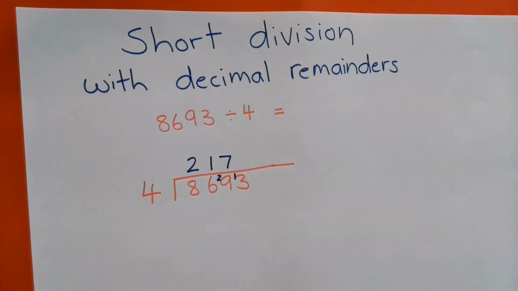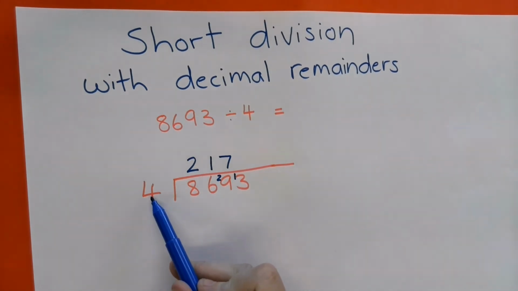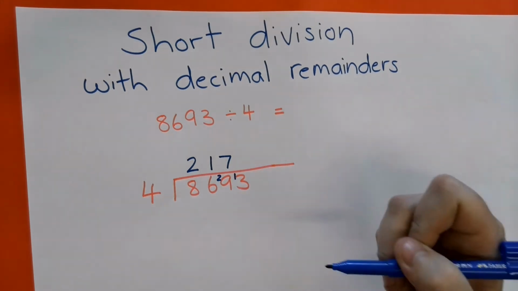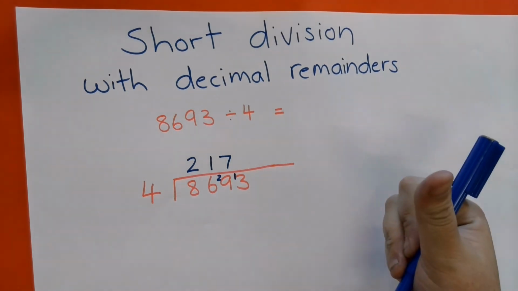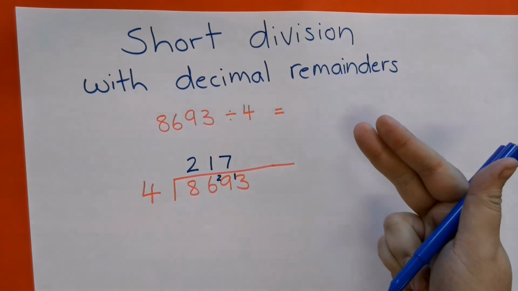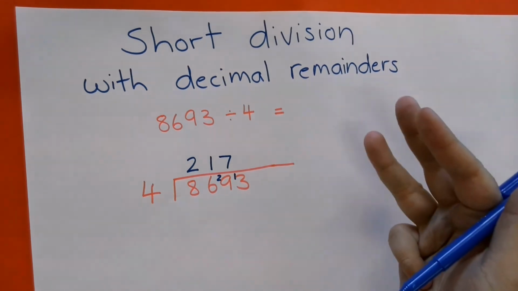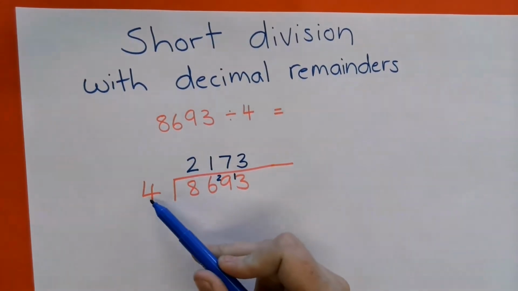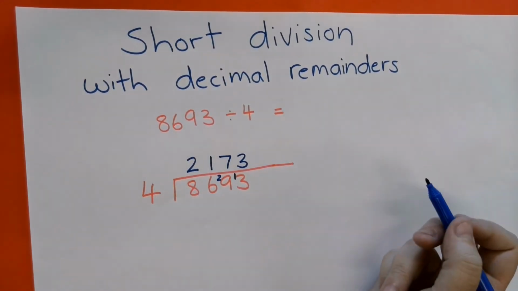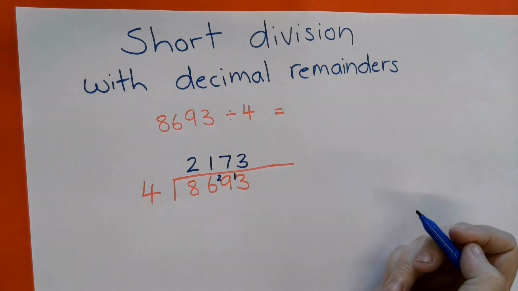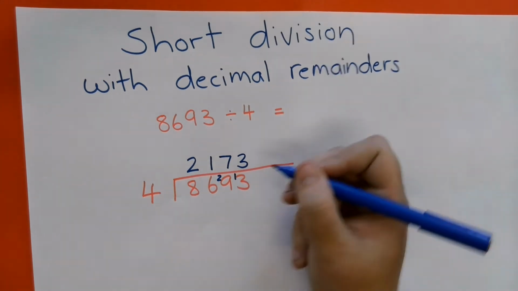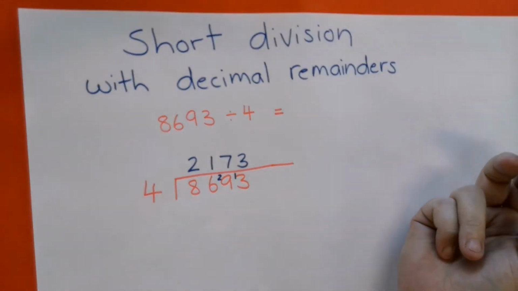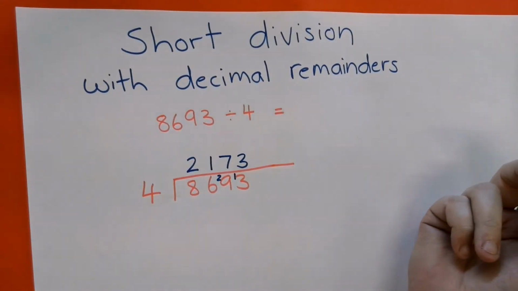Now, how many times does 4 equally go into 13? Again, listing my multiples: 4, 8, 12. If I go one more, that's 16, which is too many. So it goes in 3 times, which is 12, because 4 times 3 is 12. I have 13, so I have 1 left over. Normally, we would write this as a remainder 1.